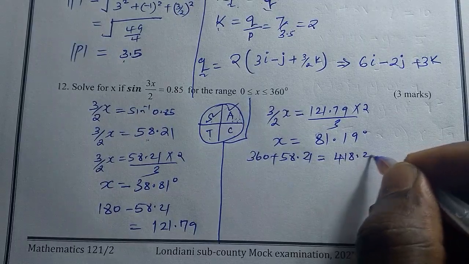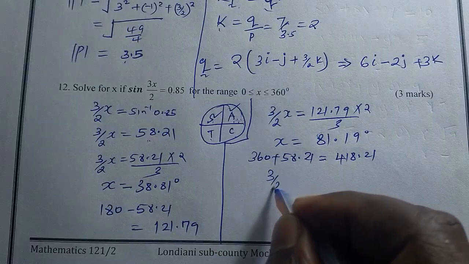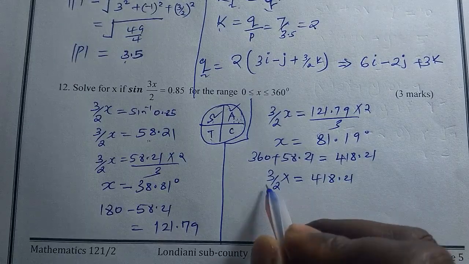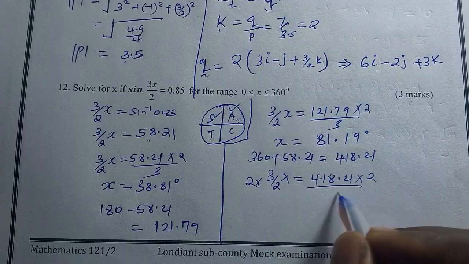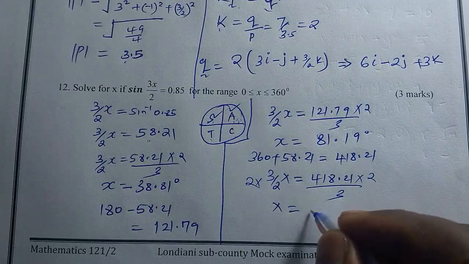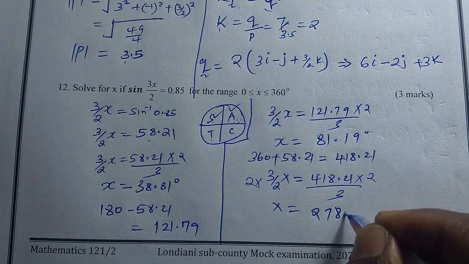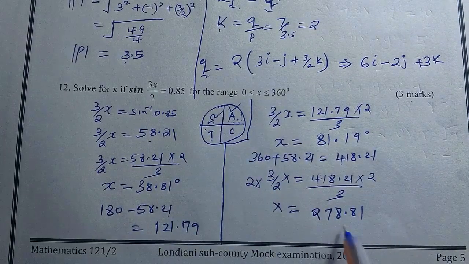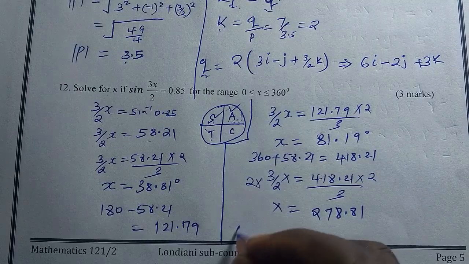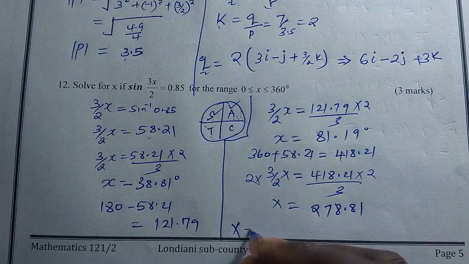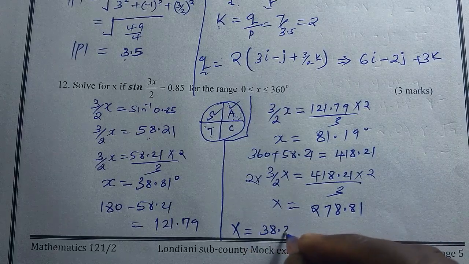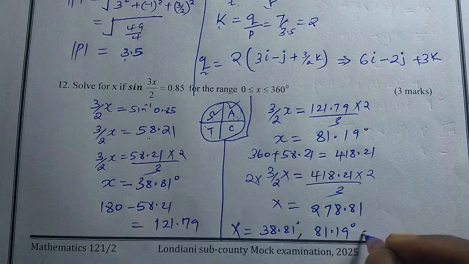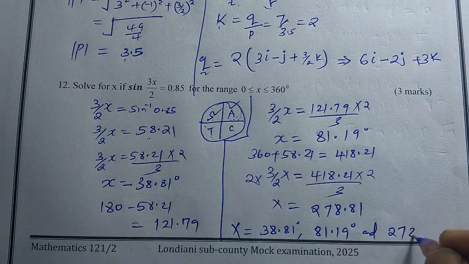That one will give us 418.21. So 3 over 2 x is equal to 418.21. Multiply times 2 divided by 3. That one will give us x, which is 278.81. So you can clearly see that if you go to the next one, it is going to be beyond 360. Therefore, the values of x are 38.81 degrees, 81.19 degrees, and 278.81 degrees.